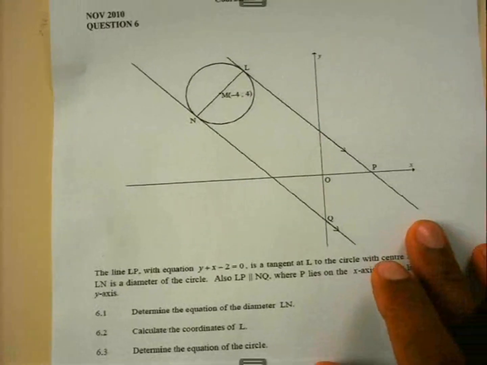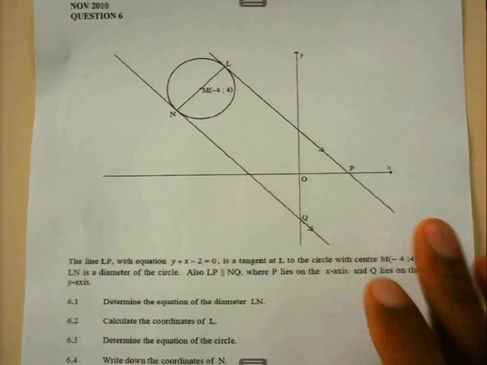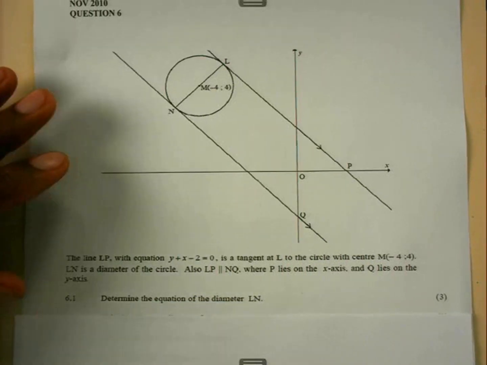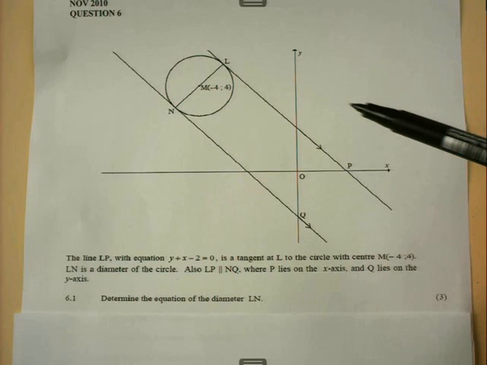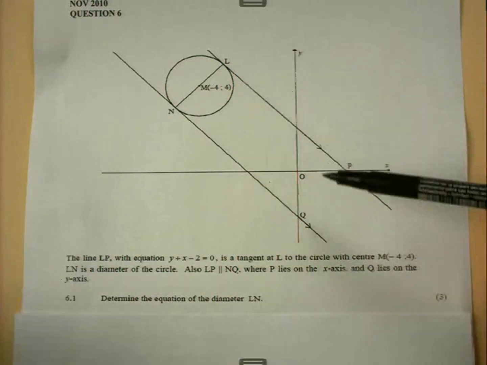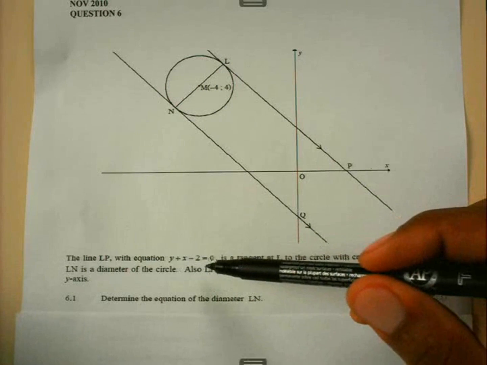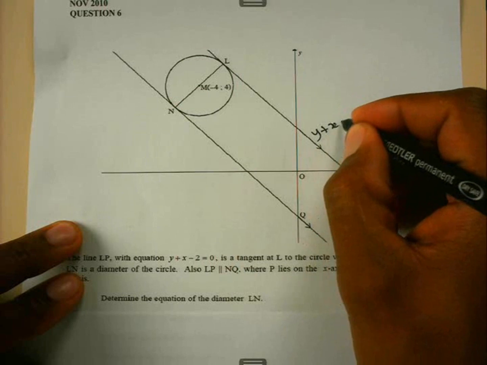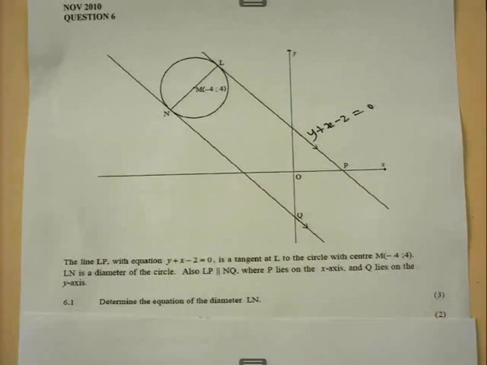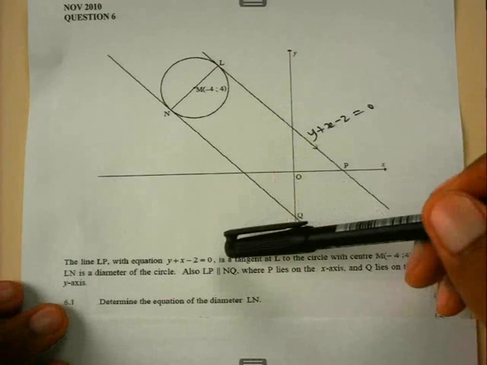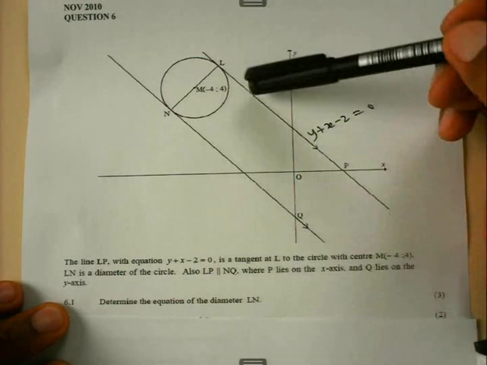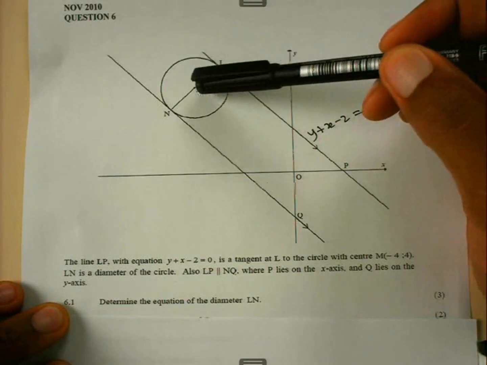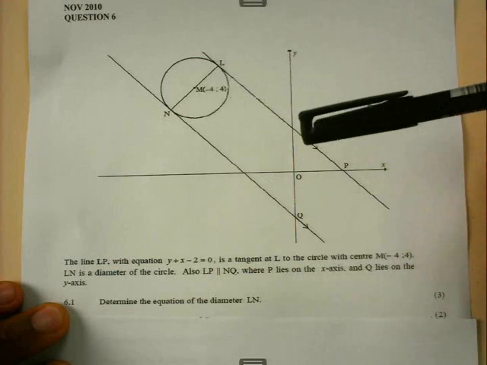Right, now, let us look at this one. This is November 2010 question 6. You can see we have the line LP here on this side, with the equation y plus x minus 2 is equal to 0. That's good. And then from there, we know that it's a tangent at L to the circle with the center M, which is (-4, 4), right?